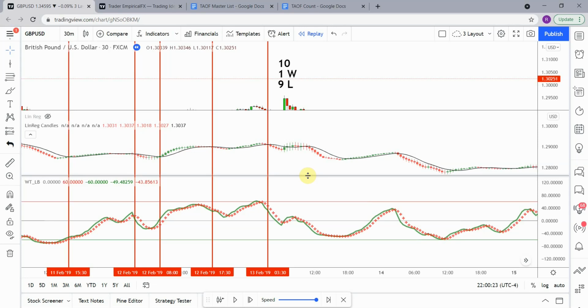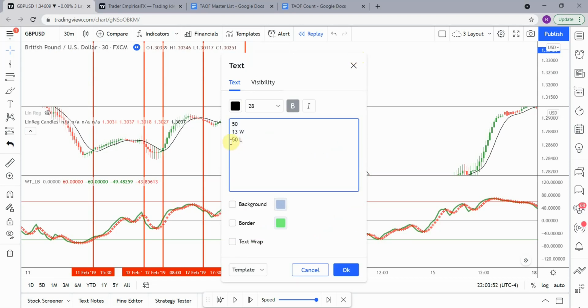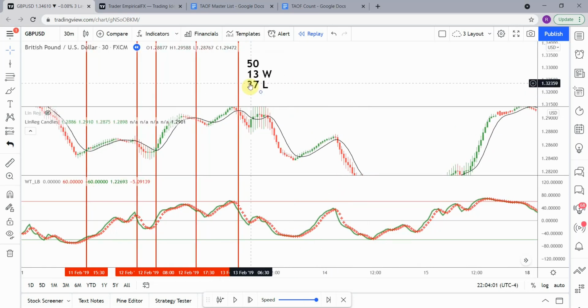So what were we able to get out of this strategy? Out of the 50 trade test, we got 13 winners, and we ended up with 37 losing trades.